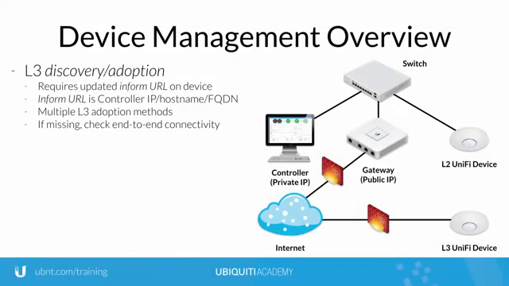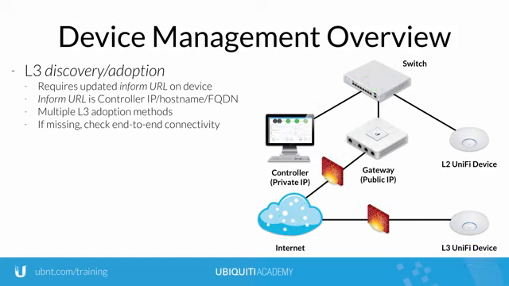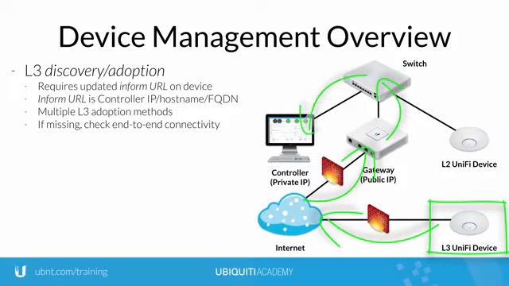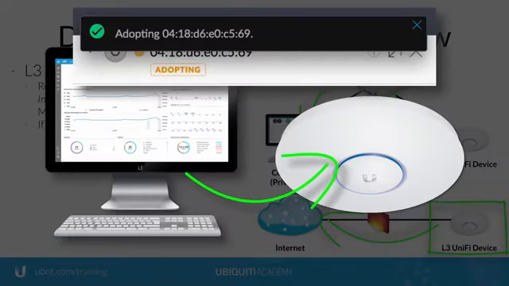If the device does not appear, ensure end-to-end IP connectivity exists between controller and device, as well as open management ports at the server. To successfully perform Layer 3 adoption, it may be necessary to update the Inform URL again after the first adoption appears to fail.